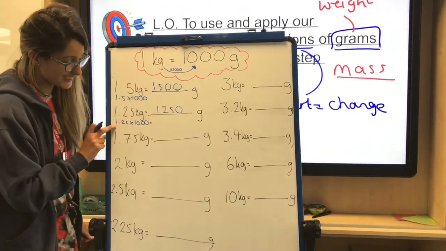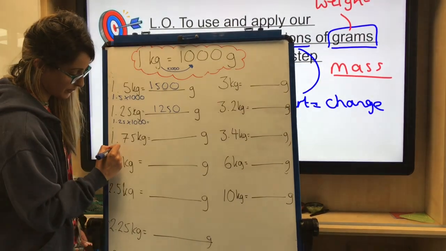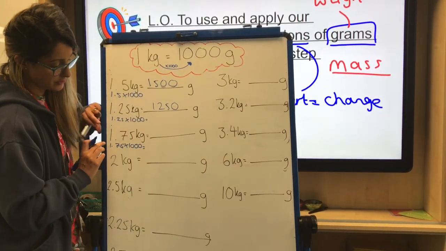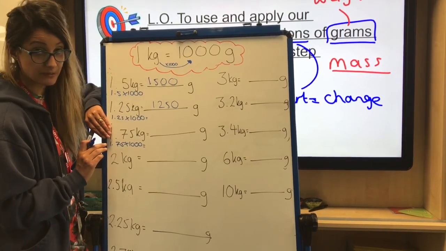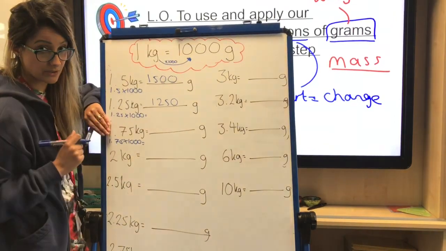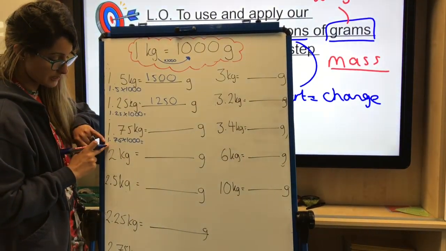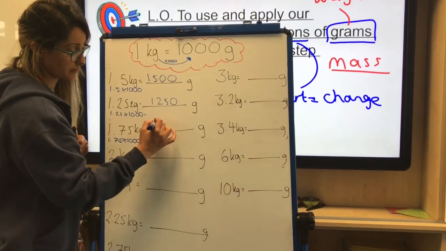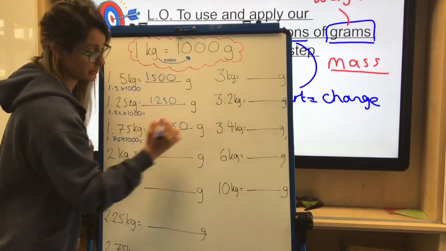The next one here, I've got 1.75. 1.75 multiplied by 1,000. So don't forget, some of you will see 0.75 is equivalent to three quarters. Three quarters of 1,000 is going to give you 750. Some of you won't see that. We'll need to do the number sentence, 1.75 multiplied by 1,000. Your final answer is going to be 1,750 grams.